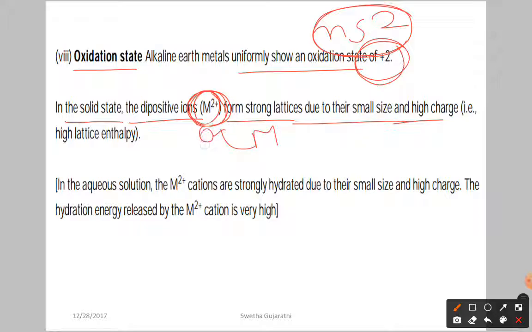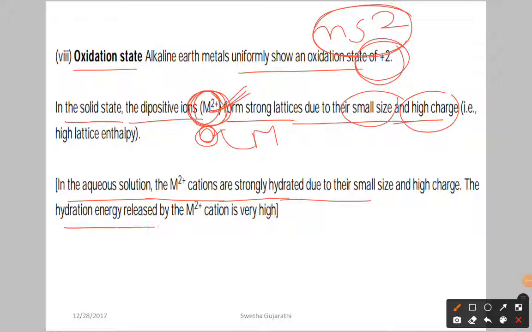Small size. So the ions having small size have a strong lattice. Why? Because of the smaller size and the high charge. You can see the charge, we have the plus 2. Now in aqueous solution, M plus 2 cations are strongly hydrated due to their small size and high charge. Okay, the hydration energy released by the M plus 2 cation is very high.